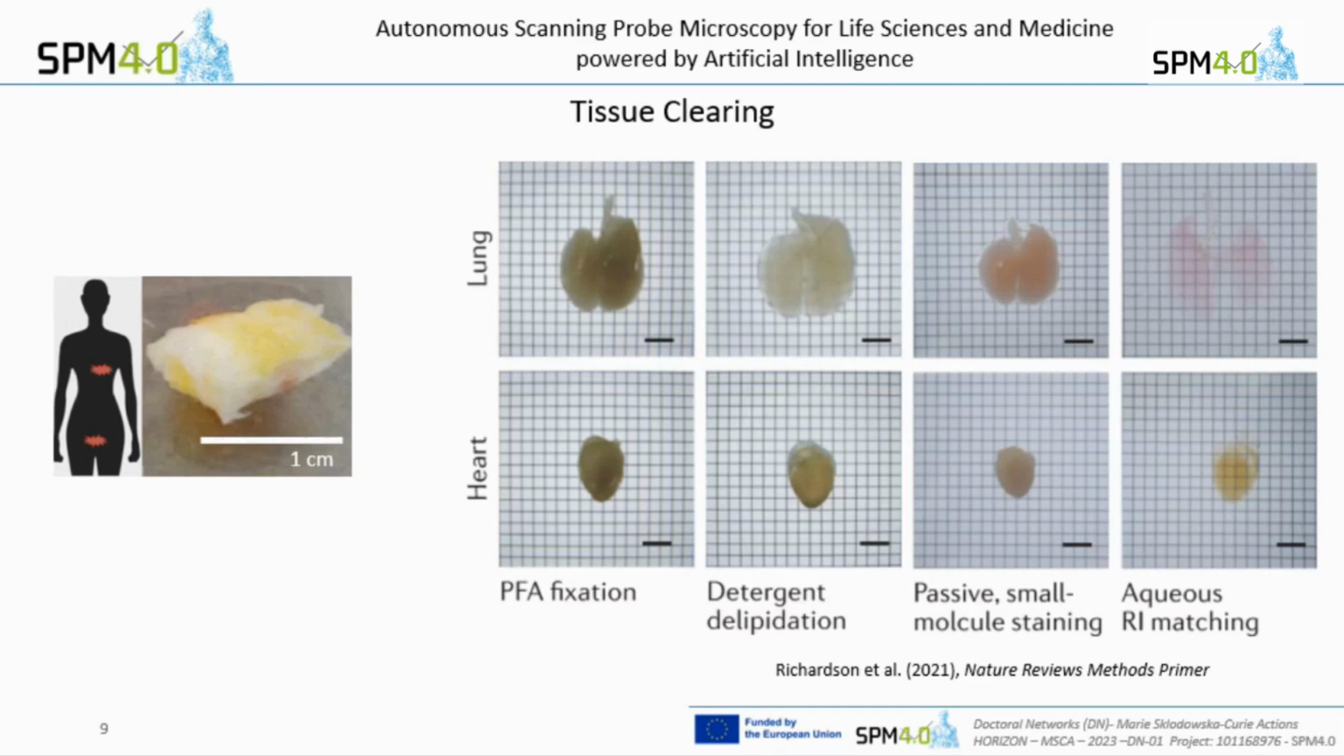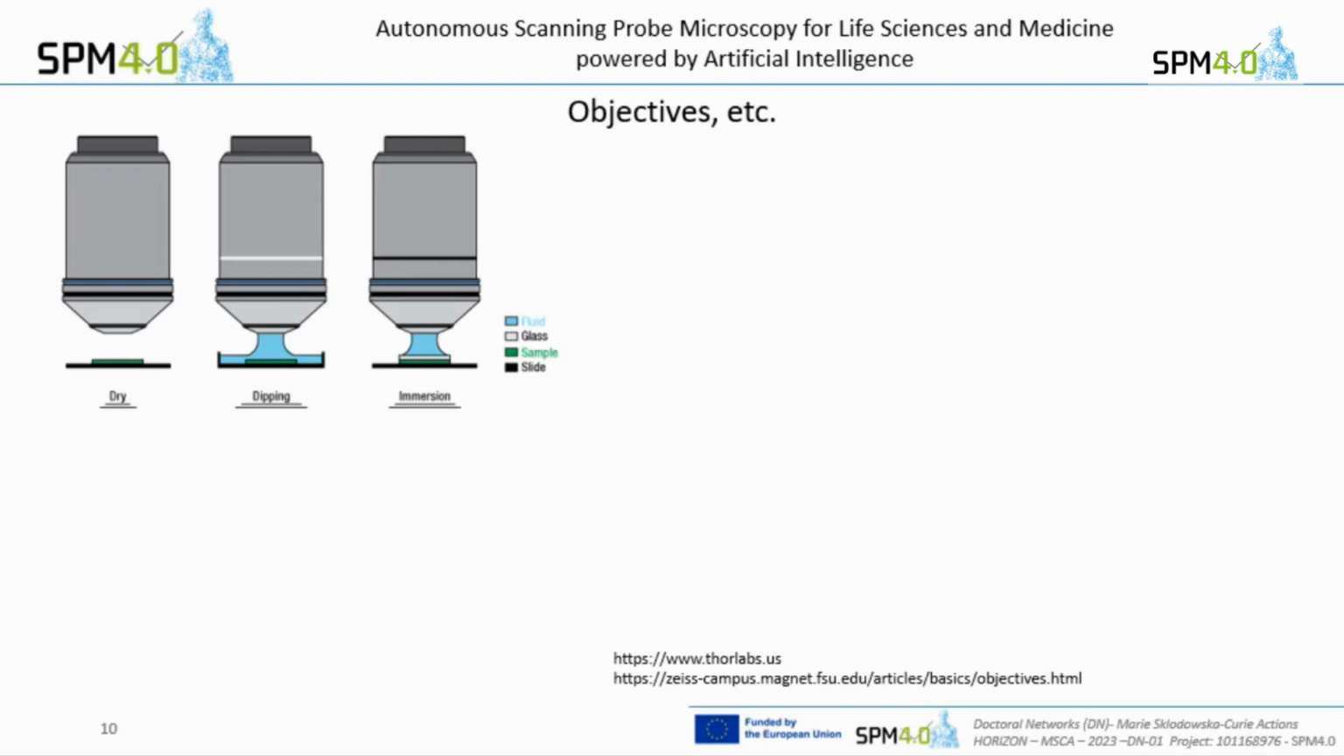So here you see standard objectives. This is the most basic one, basically just air between your objective and the sample. Then you have dipping objectives, which measure completely underwater, which is, I think, kind of a niche, most often used in electrophysiology, like patch clamp, where you have needles that you poke into cells and measure everything underwater. And the most common one is this immersion imaging, at least for confocal microscopy.